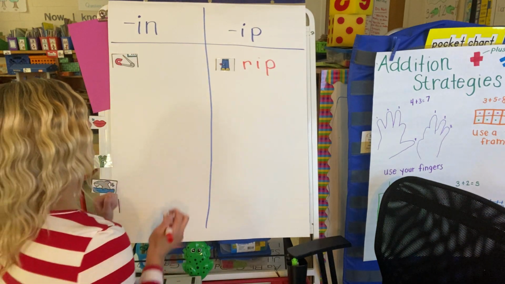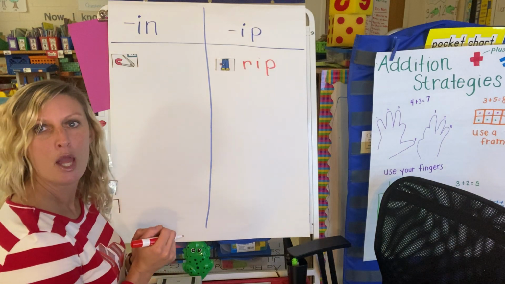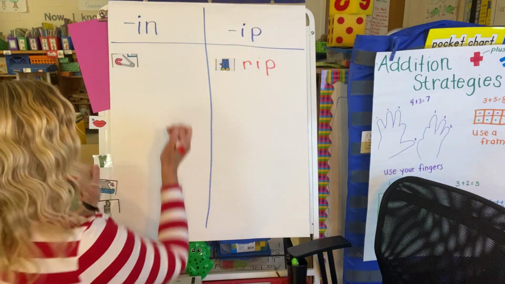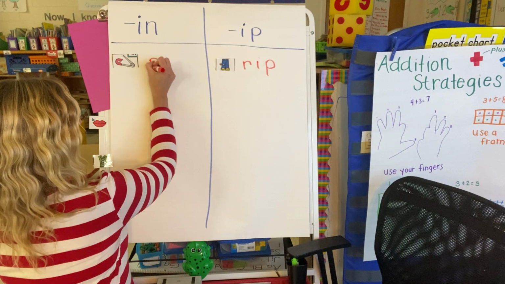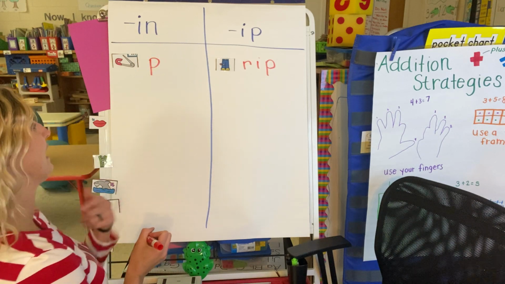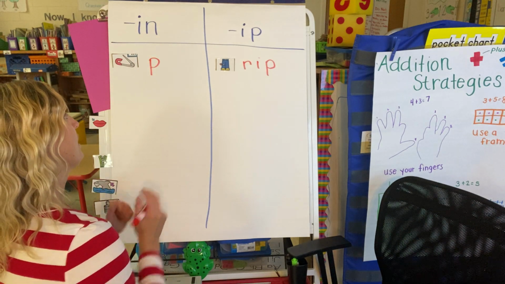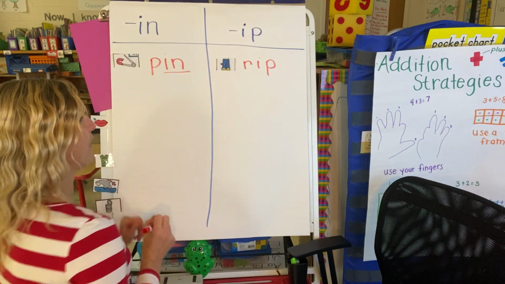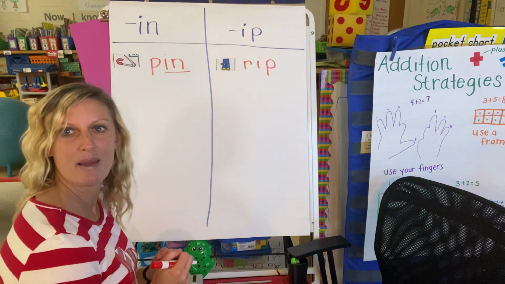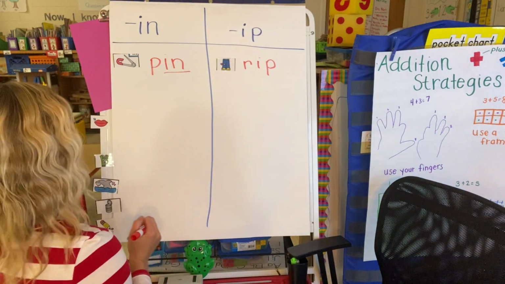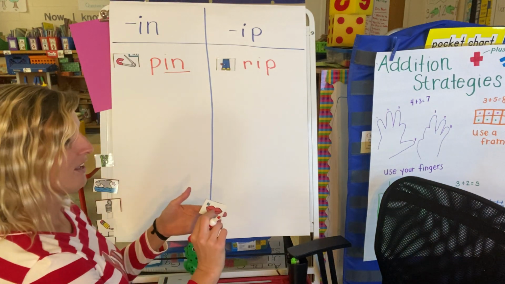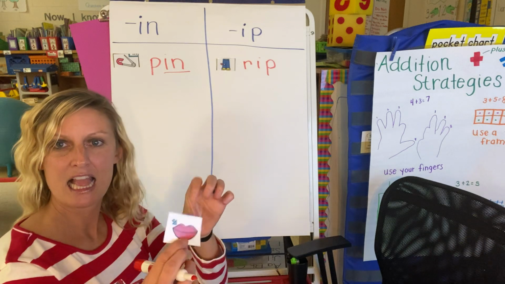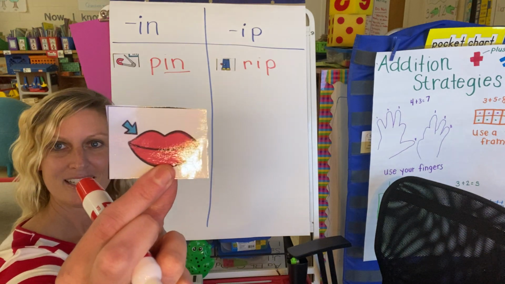Pen ends with N. What's the first letter you hear in pen? Very good. P. See if you can write a P on your paper for pen. And the last two letters spell N. We know that word, don't we? I-N spells N. We know that word. N. Very good.